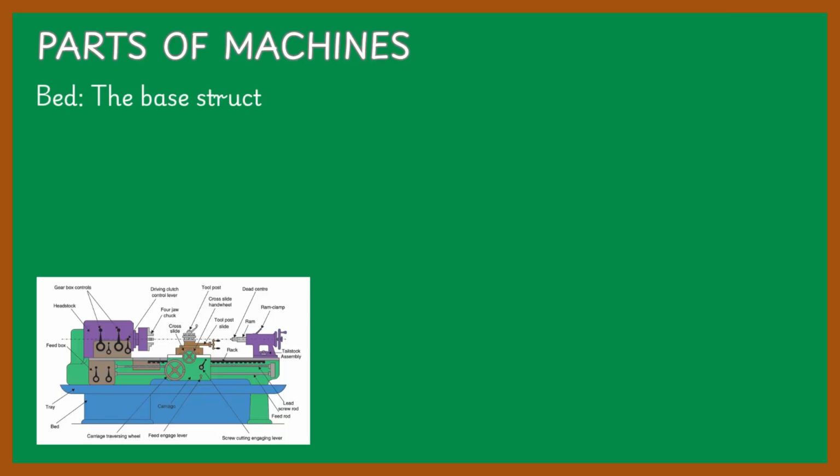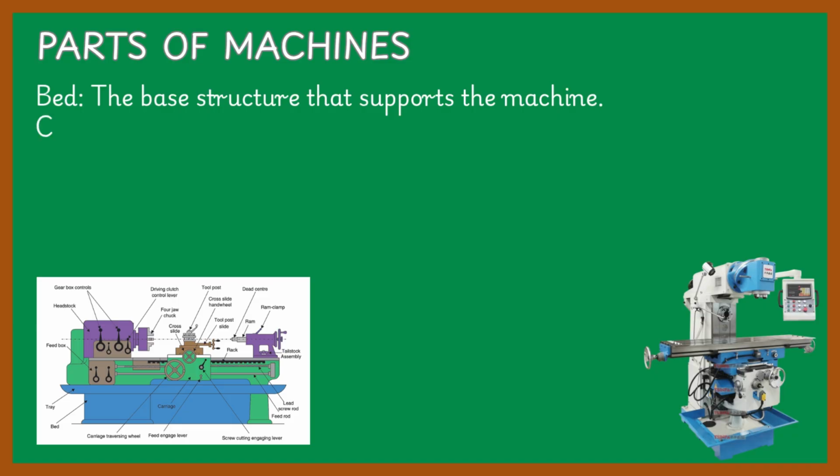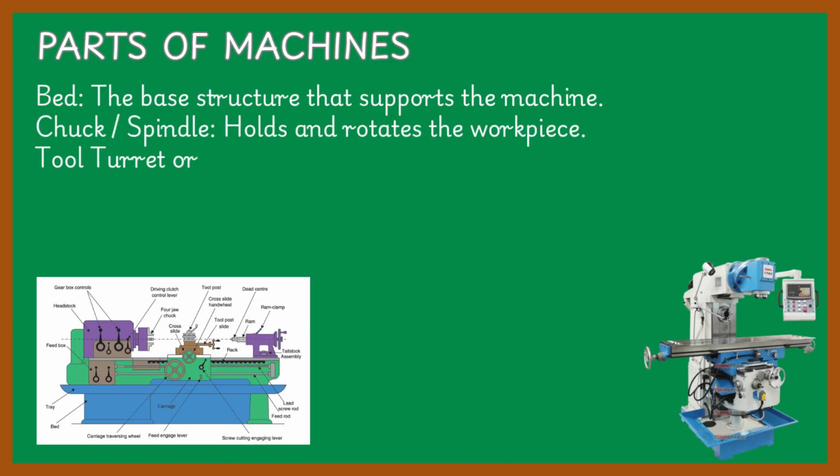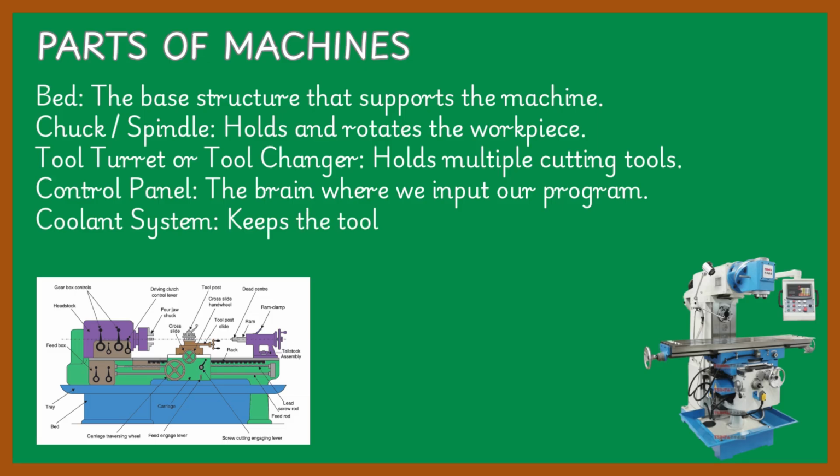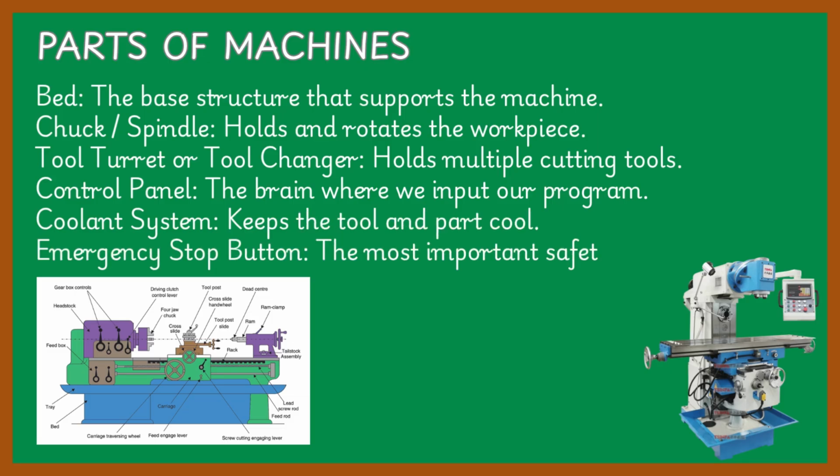Bed. The base structure that supports the machine. Chuck/spindle. Holds and rotates the workpiece. Tool turret or tool changer. Holds multiple cutting tools. Control panel. The brain where we input our program. Coolant system. Keeps the tool and part cool. Emergency stop button. The most important safety feature.